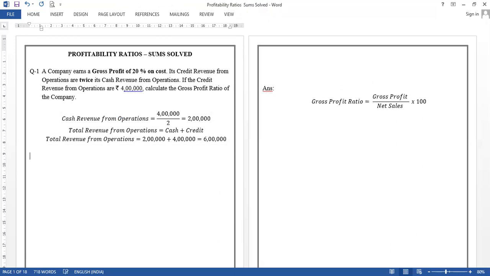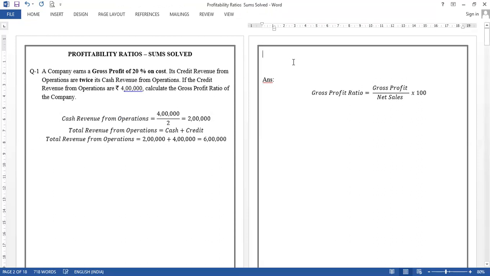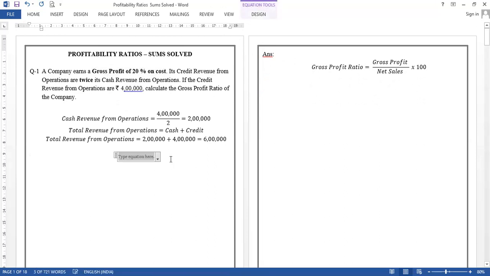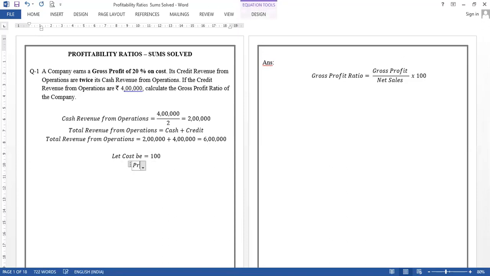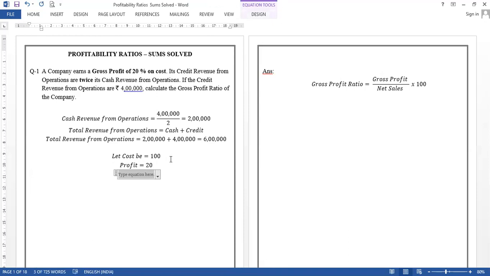Now the very important part from the calculation point of view: gross profit is 20% on cost. Whenever profit on cost is given, let us assume the cost is 100 in terms of percentage. Profit is on cost, so profit on cost is 20%, so 20% of 100 will be 20, right? Because we know cost plus profit is sales, sales will be equal to 120. 100 plus 20 is 120.